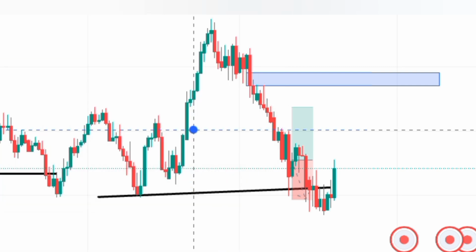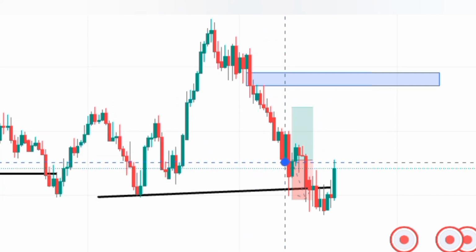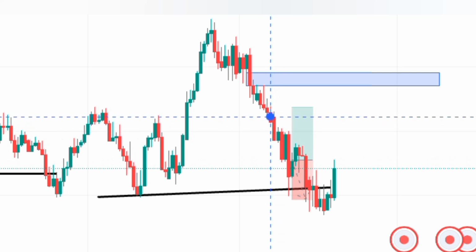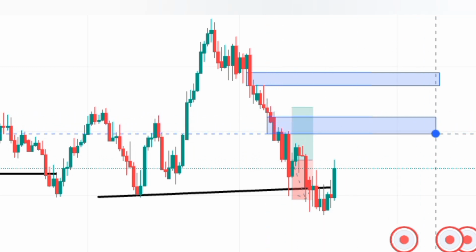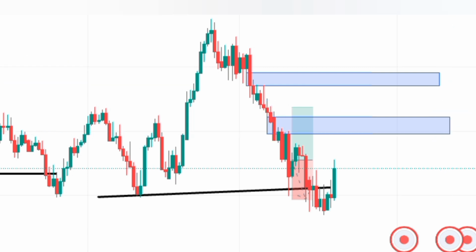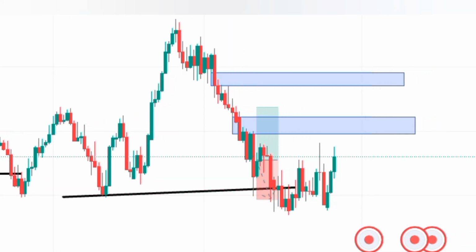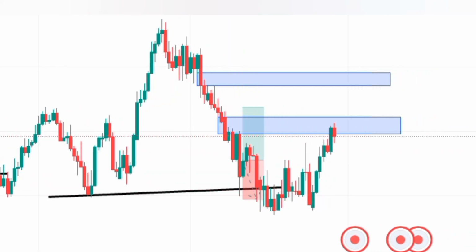Then there is also this fair value gap, right? There is this order block also the market might use. There's this fair value gap right here. Okay, so now we shall wait for our market to come to one of them, right? So let's see. Yes, as you can see, it is in our first fair value gap.